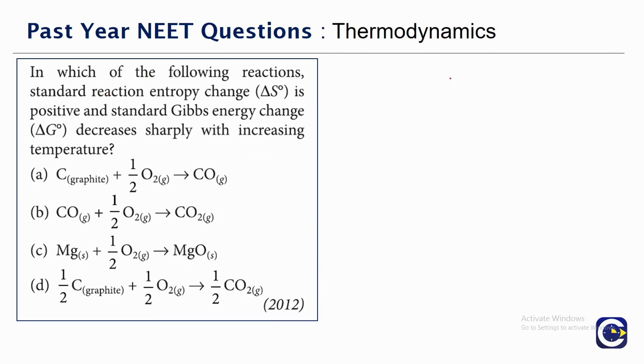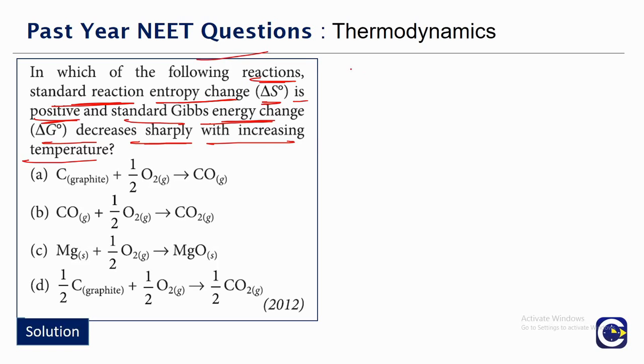Another question, look. This is a question that came in the 2012 paper. In which of the following reactions is the standard entropy change, delta S naught, positive and the standard Gibbs energy change decreases sharply with increasing temperature? First they are putting the condition that delta S naught, the standard entropy change, should be positive, and they are saying something about the Gibbs free energy change.